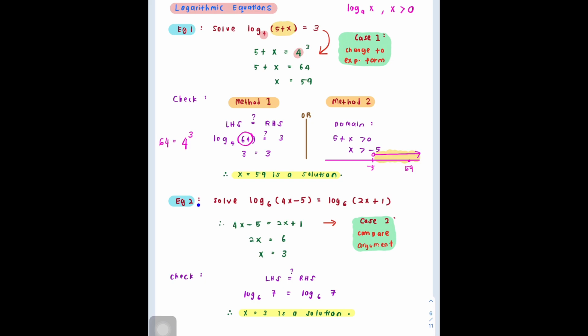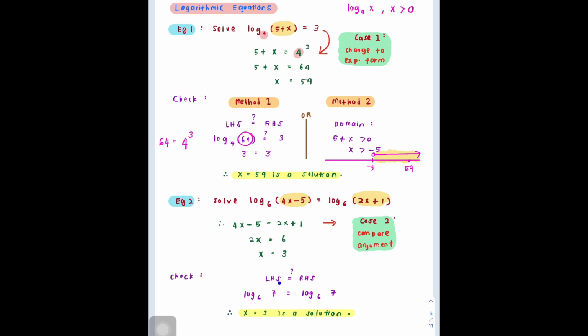Okay, look at example number 2. Case 2, where you have logs on both sides with the same base. So you can just compare the arguments. The argument for the left side is 4x minus 5. The argument for the right side is 2x plus 1. So you have 4x minus 5 is equal to 2x plus 1. Solve this linear equation, and you have x is equal to 3. Okay, straight away you get the answer for x.